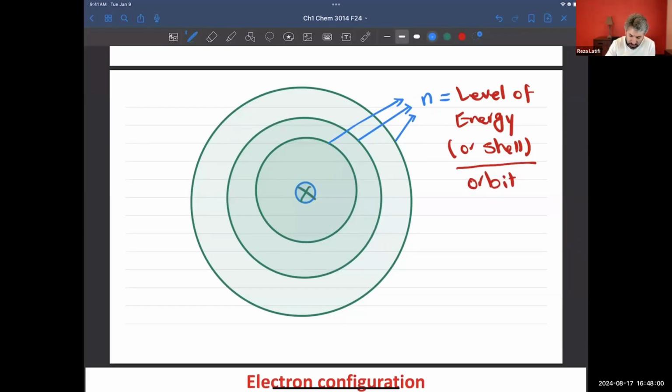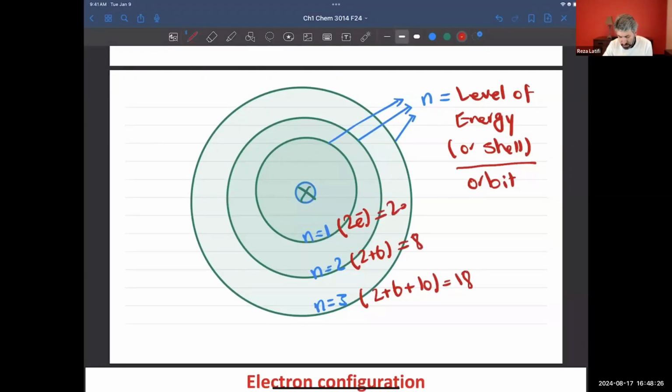The first layer, I'm going to call it N1, this is N2, and that one is N3. The first layer can accommodate 2 electrons. The second layer, 2 plus 6, will be 8. And the third layer will be 2 plus 6 plus 10, and that can accommodate 18 electrons. So 18 here, 8 there, 2 electrons in the first layer.